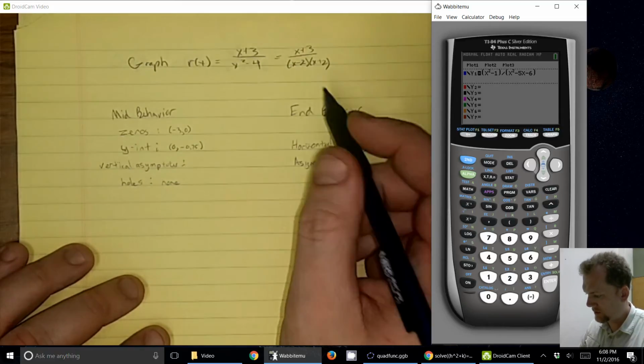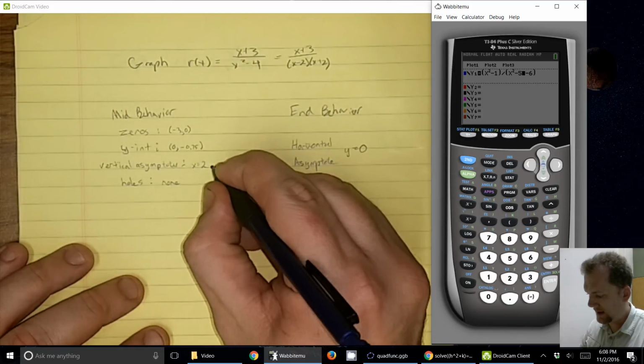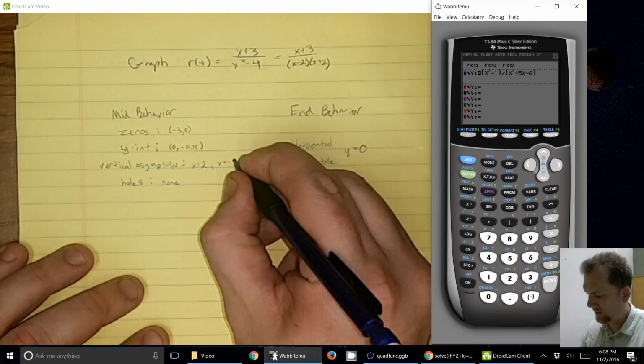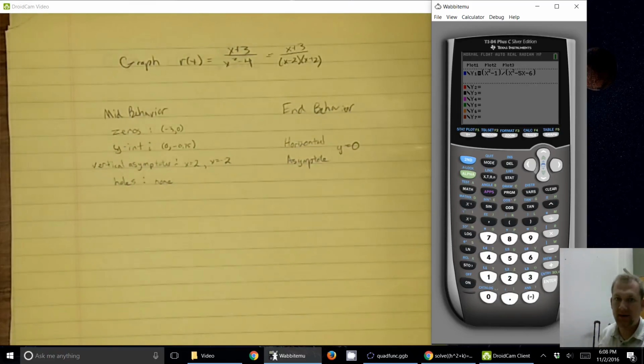Vertical asymptotes are when the denominator is 0, so these two lines are our vertical asymptotes, and then there are no holes. So that's the analysis. That's what you do.